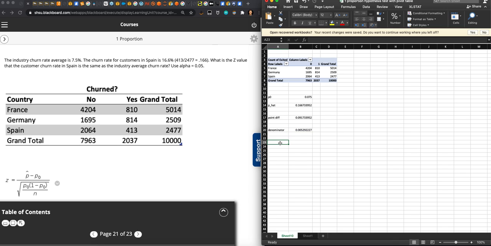Perfect. That means z is the point difference divided by the denominator. And we have a z-value of 17.3. So that is the answer. Are they the same? No. That's highly unlikely, that the churn rate is actually 7.5% instead of 16%.